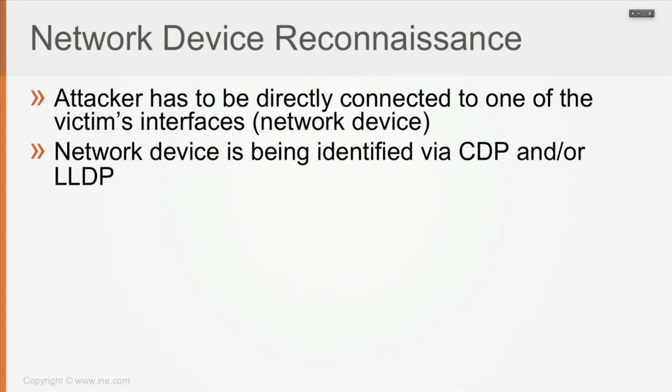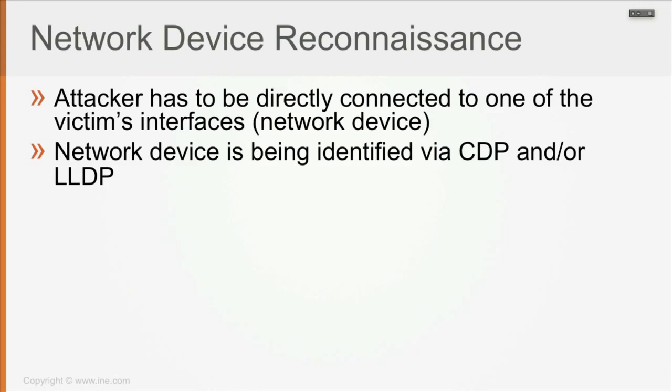So if the attacker somehow manages to be physically connected to a network device, like a switch or a router directly, and the network device is running CDP or LLDP, which we know what those protocols mean, Cisco Discovery Protocol, and LLDP stands for Link Layer Discovery Protocol, then through both of those protocols the attacker can identify the connected devices and get information about them.